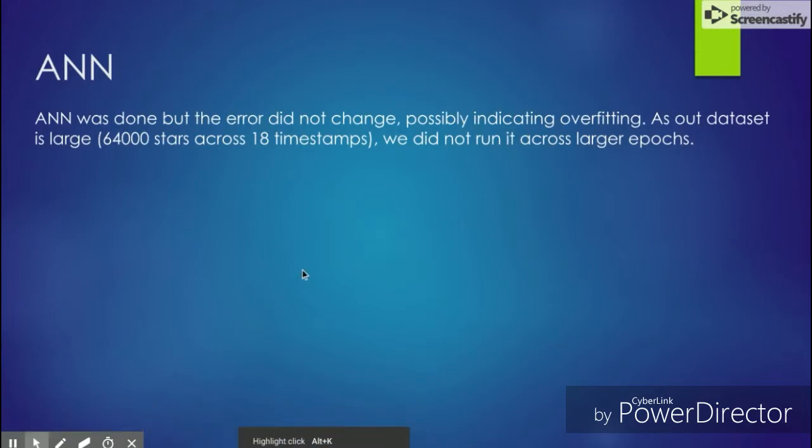Artificial neural network was done, but since the error did not change for epochs 5 to 30, it indicates overfitting. And since the data set was large, more epochs were not done.